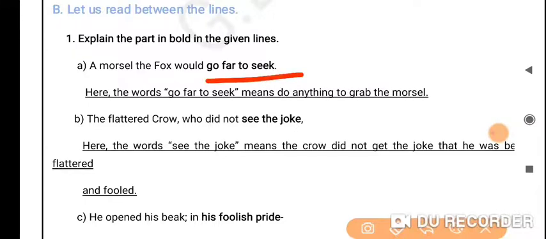So let's start. Part A, a morsel the fox would go far to seek. Here the words go far to seek mean to do anything to grab the morsel. The fox was going to do anything to have that piece of food. Then we have part B, the flattered crow who did not see the joke. Here the words see the joke mean the crow did not get the joke that he was being flattered and fooled.